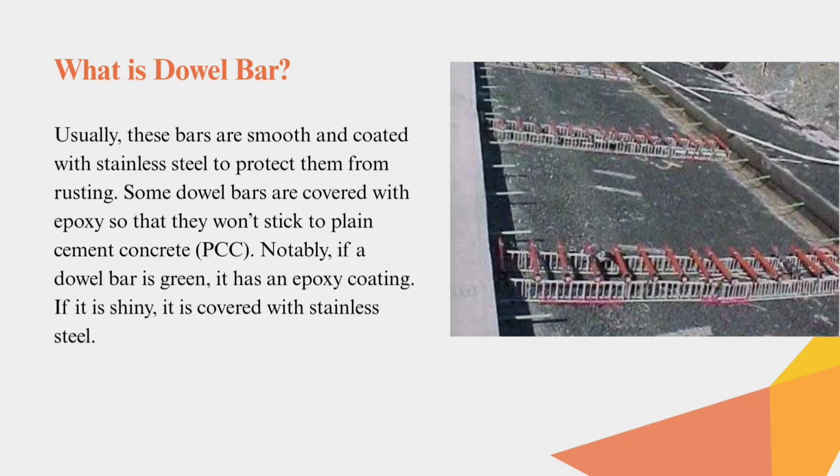Usually, dowel bars are smooth and coated with stainless steel to protect them from rusting. Some of the dowel bars are covered with epoxy so that they won't stick to the plain cement concrete, that is PCC. Notably, if a dowel bar is green, it has an epoxy coating, and if it is shiny, it is covered with stainless steel.